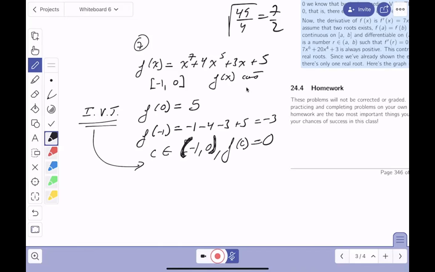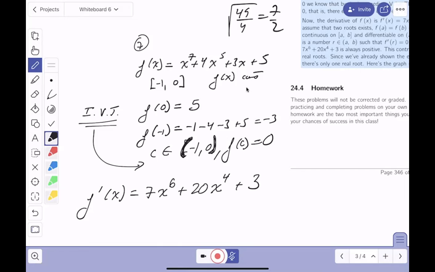What I need to do though, is I need to get the derivative. Now the reason to get the derivative is if you can show this thing is increasing or decreasing in an interval, there's only going to be one root if I can show it's increasing or decreasing. So what do you get over here? 7x^6 plus 20x^4 plus 3.